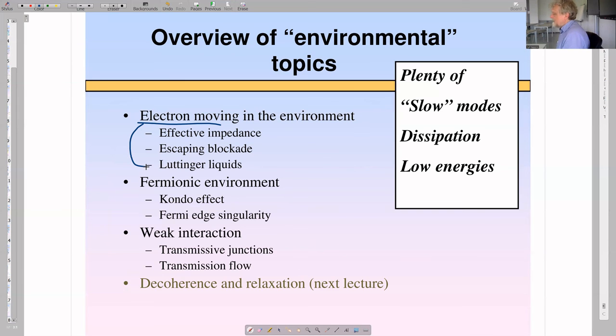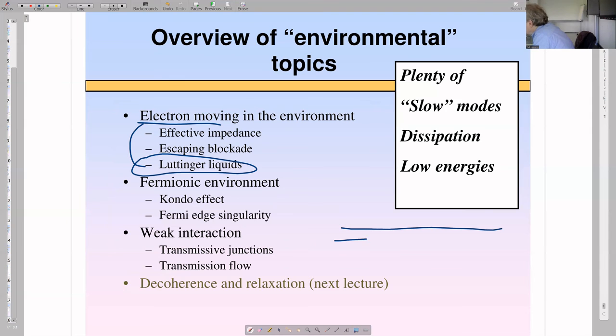An interesting realization of the system are long wires, which can be made, for instance, from carbon nanotubes, long one-dimensional wires for electrons. They experience little or no scattering. They're so-called Luttinger liquids, and the interaction with the environment provides interesting effects in these Luttinger liquids.